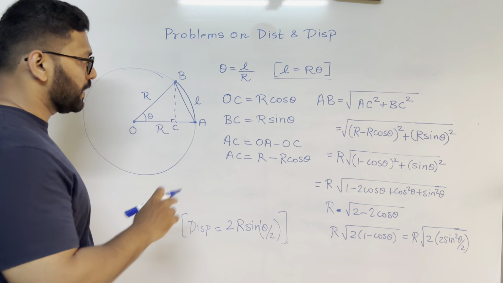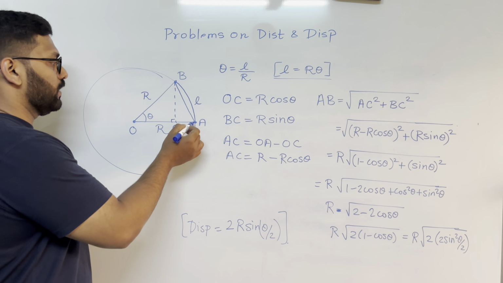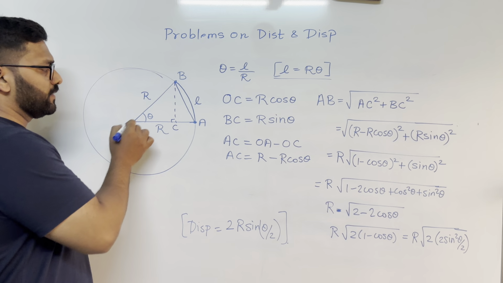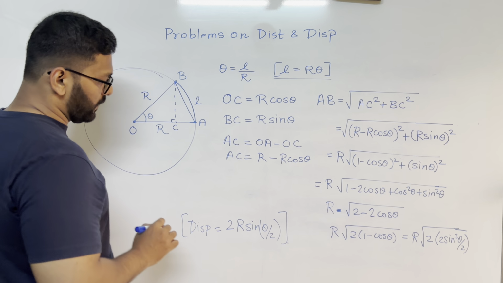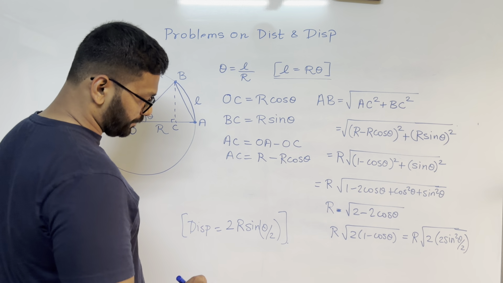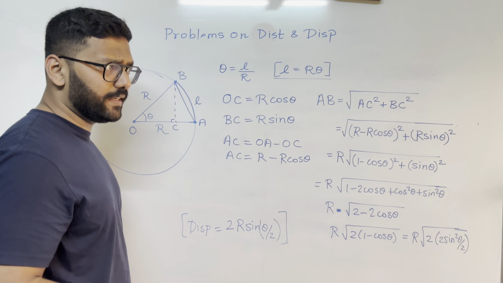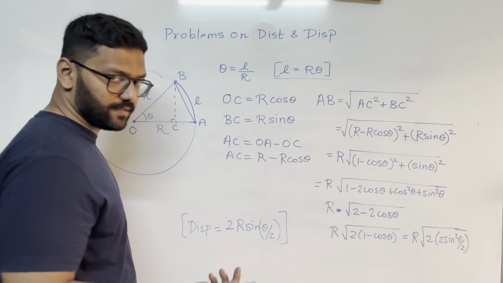How will we check? In the previous case we did some distance and displacement calculations for different thetas. So let's use that. For theta equal to 180 degrees, we got the displacement to be 2r. Let's check if we are getting that. If theta is 180, that means this should be pi. So sine of pi by 2 is sine 90 degrees, which is 1. So it is 2r. That is correct.